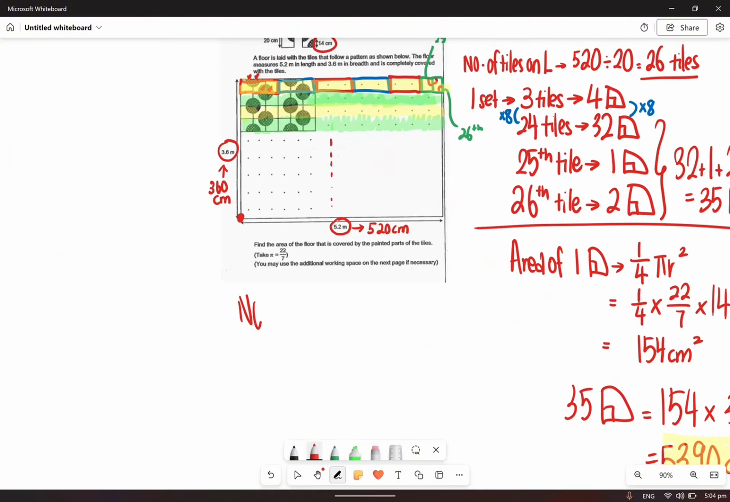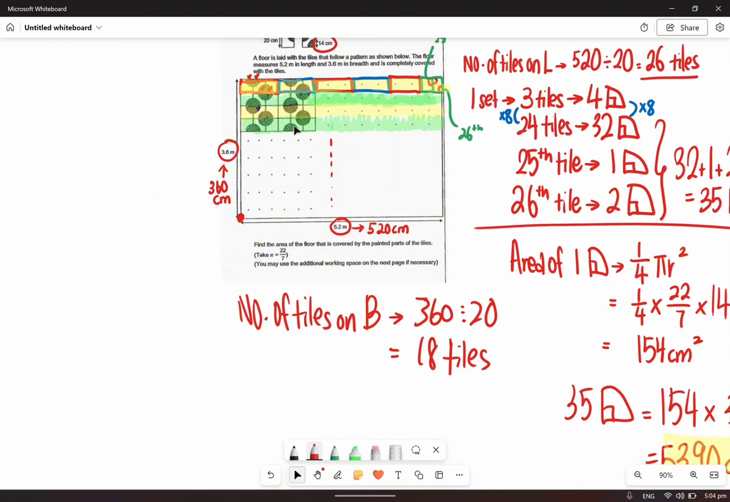Number of tiles on the breadth, I will have 360 divided by 20, we get 18 tiles. Am I making sense? So that means it will go on how many times? This strip will go on 18 times. Why? Because one strip, one tile. True. So 18 tiles means 1, 2, 3, 4, 5, 6, 7, 8, 9, 10.